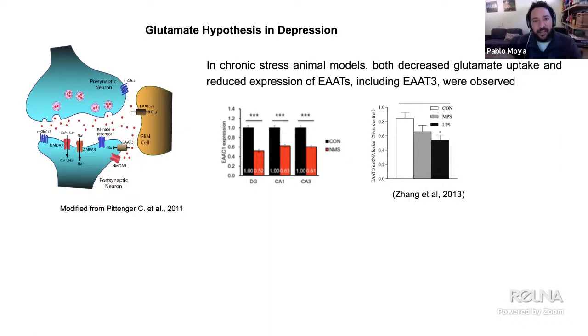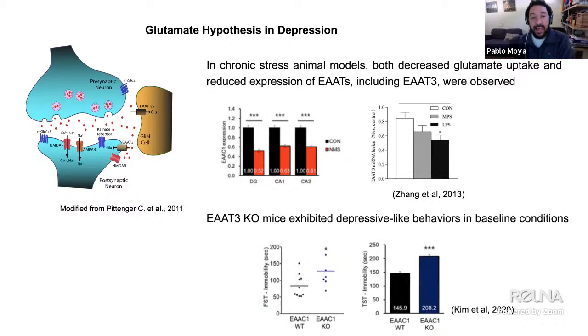In several chronic stress animal models, decreased glutamate uptake and reduced expression of the glutamate transporters have been observed, and among them, we have E3 as well. There are 2 or 3 articles providing data on this. And very recently, last year, a revival on E3 and its role in depression was published when the group by King and colleagues reported that mice lacking E3 exhibited some depressive-like behaviors at baseline conditions.